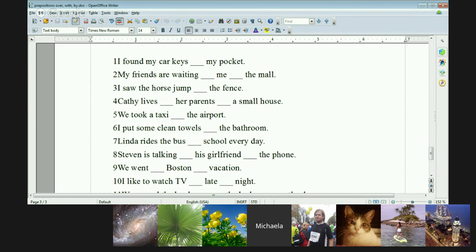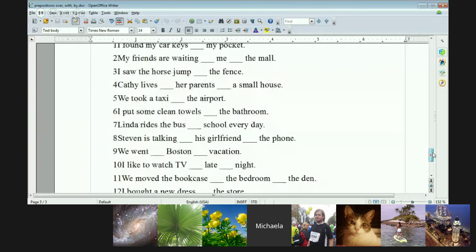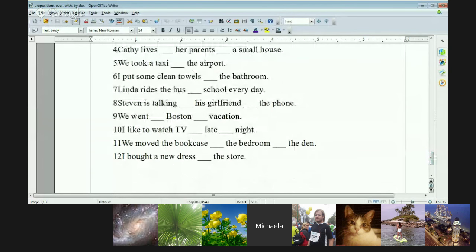Yes. Natalia, number 4. Kathy lives with her parents in a small house. Thank you very much. Mateos. We took a taxi from the airport. Could be. Or what's the other option if we were going the other direction? To the airport. Thank you very much. Carolina, number 6. I put some clean towels in the bathroom. Thank you very much. Number 7, Ana Carolina. Linda rides the bus to school every day. Thank you very much.